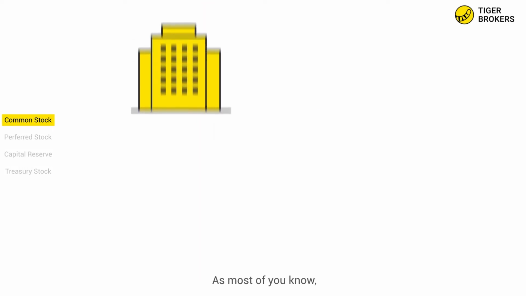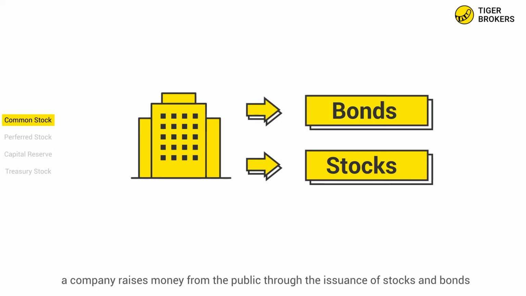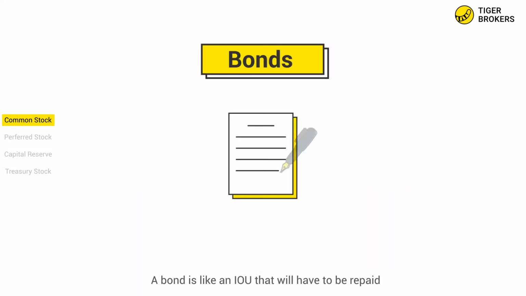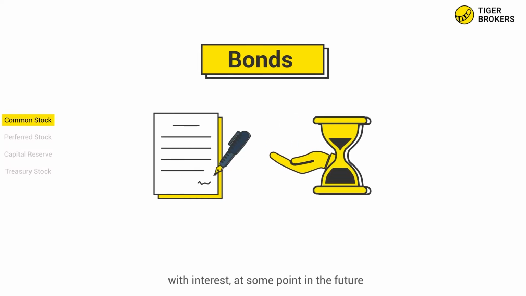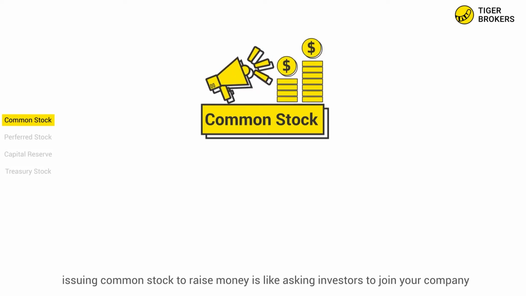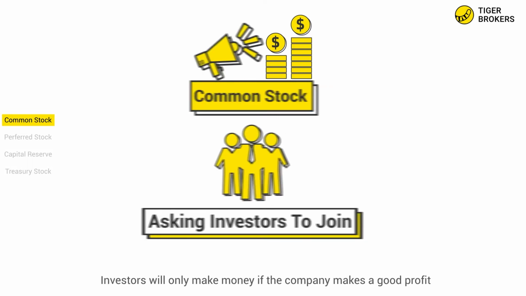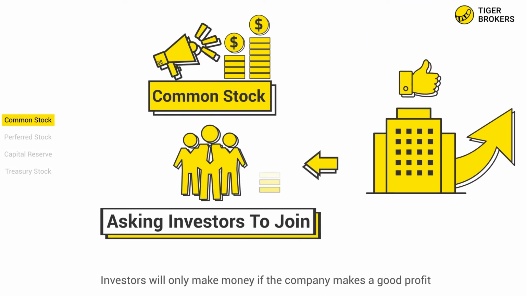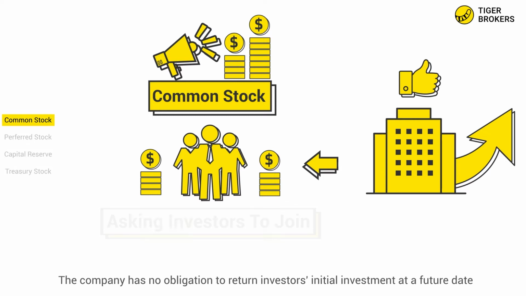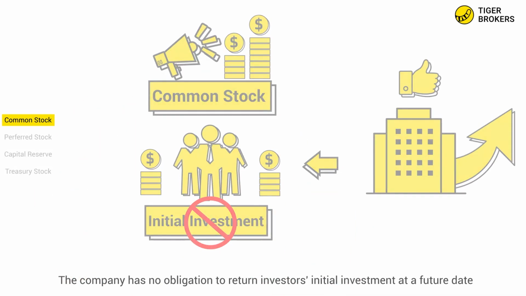As most of you know, a company raises money from the public through the issuance of stock and bonds. A bond is like an IOU that will have to be repaid, with interest, at some point in the future. On the other hand, issuing common stock to raise money is like asking an investor to join your company and to share in its success as well as in its failures. Investors will only make money if the company makes a good profit. The company has no obligation to return investors' initial investment at a future date.